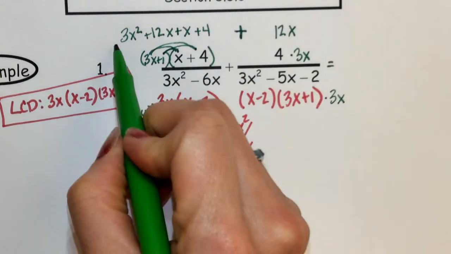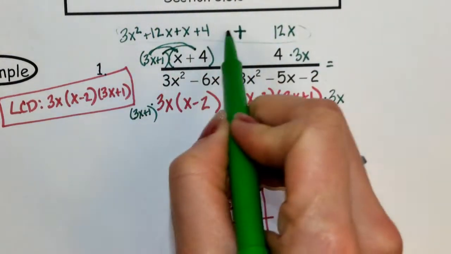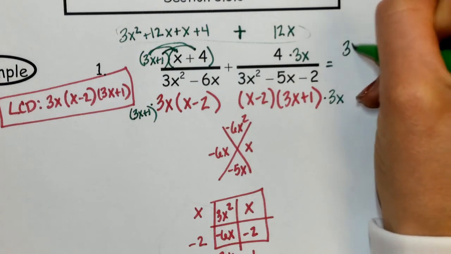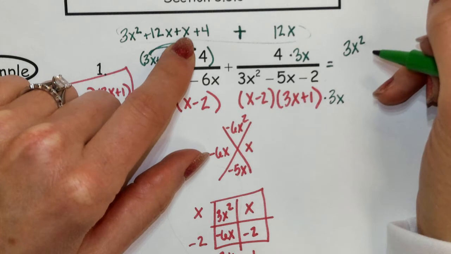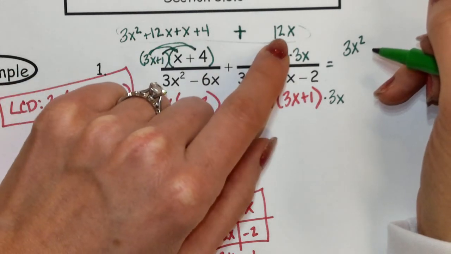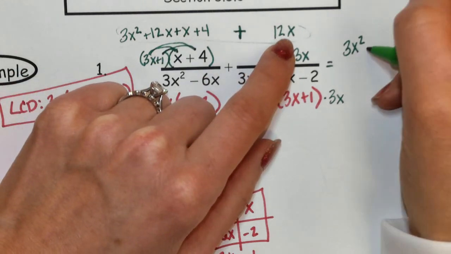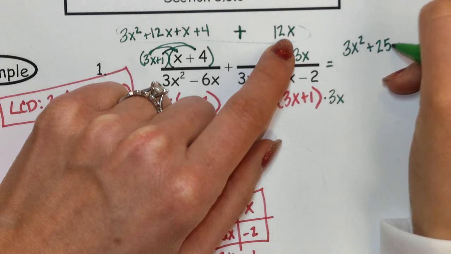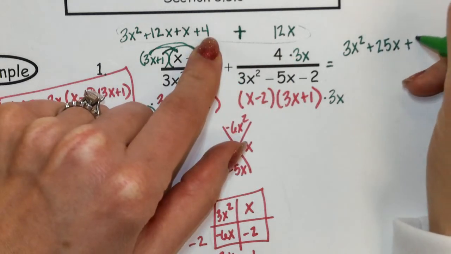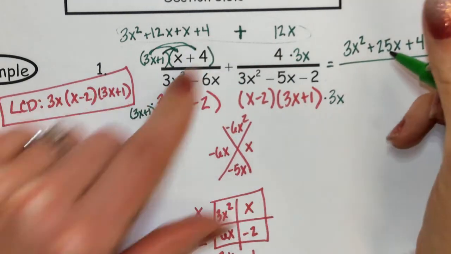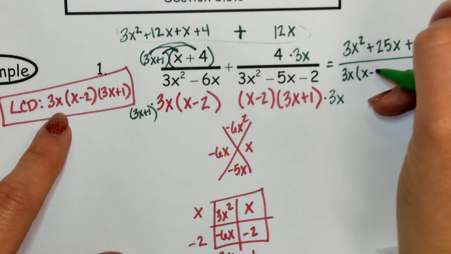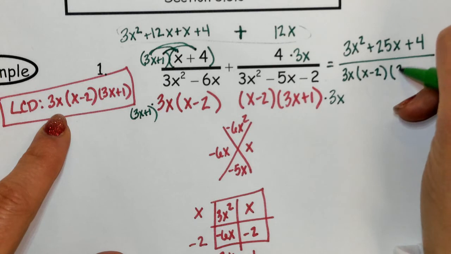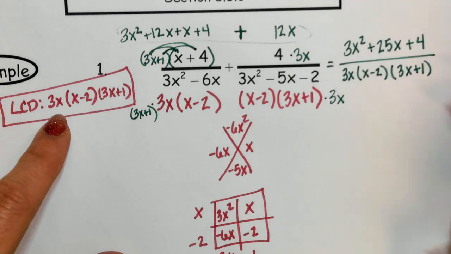So now I want to take this whole thing and I add them together. So 3x squared, 12 plus x is 13, plus another 12 is 25x, and then plus 4. And 3x, x minus 2, 3x plus 1.